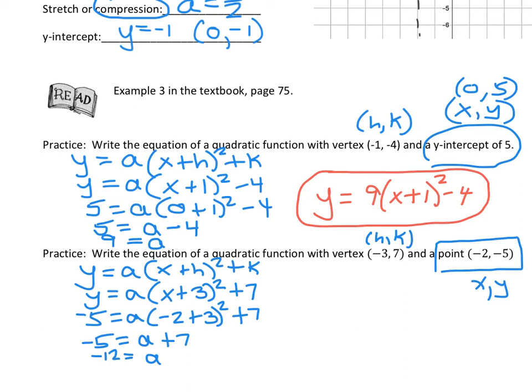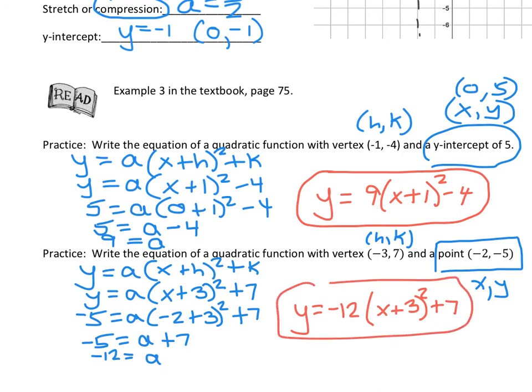Bring it all together to your final function, and I've got y equals -12(x + 3)² + 7. Downward facing U, huge amount of stretch. Going left 3, going up 7, and that is our final function form.